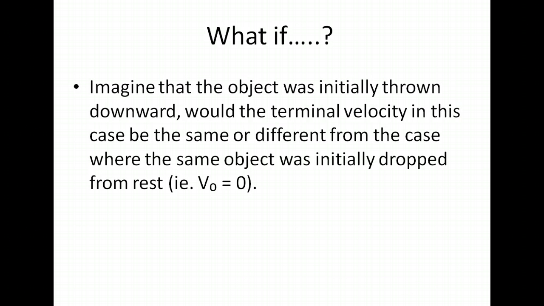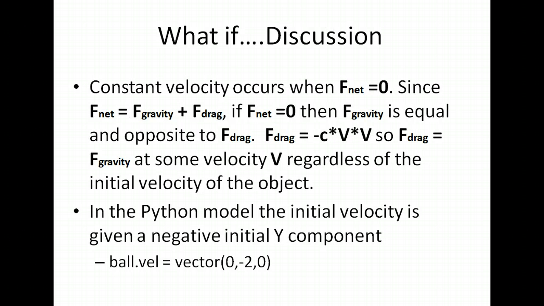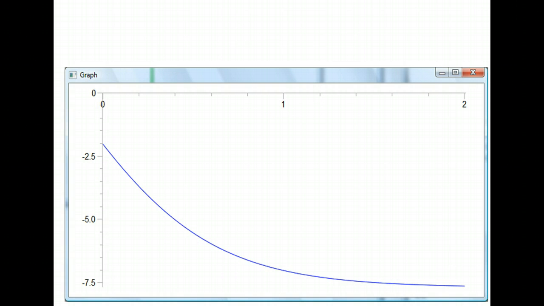What if you throw the ball down? The object has a terminal velocity when the net force is 0. That means the drag force is opposite to the gravity and they add to 0, and this happens at a specific velocity, so this should not affect whether the initial conditions are 0 or some velocity. And when I do that, adding a downward velocity to my model, that is exactly what I observe.